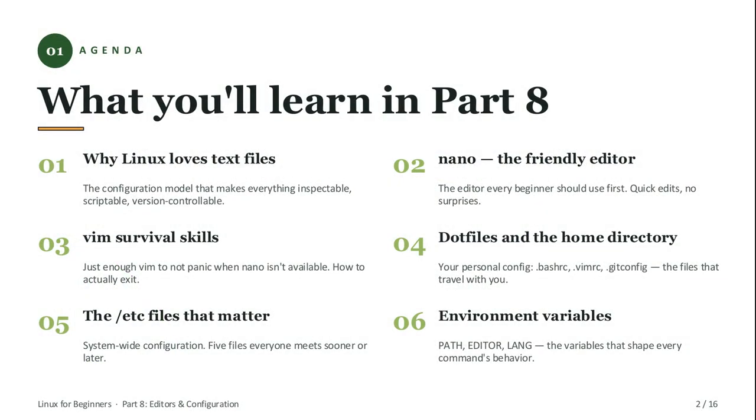So here's the path we'll walk together in part 8. We'll start with why Linux is so in love with text files, then meet Nano, the gentle, beginner-friendly editor. After that, just enough Vim to survive when Nano isn't around, including the famous question of how to actually exit. Then we'll explore the Dotfiles in your home directory that carry your personal setup, the handful of etc. files everyone eventually meets, and finally the environment variables that quietly shape how every command behaves.